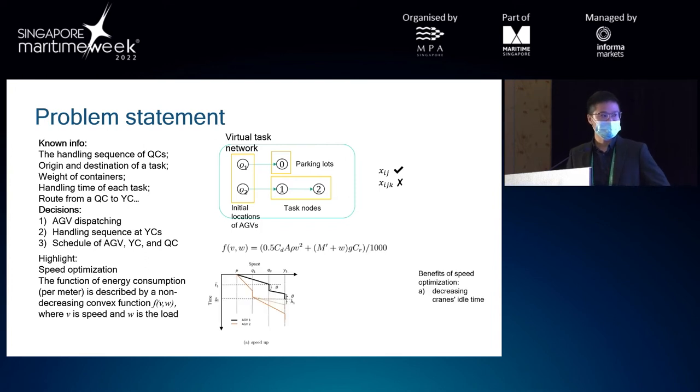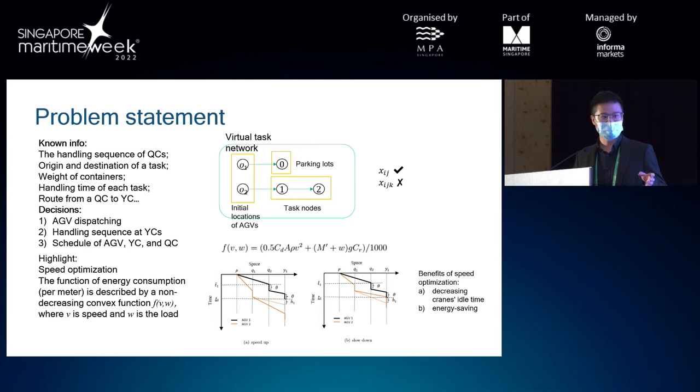The benefits of speed optimization are, first, decreasing crane idle time. As shown in picture A, if the AGV can speed up a little and arrives at the idle time, then the crane's idle time will be decreased. As shown in picture B, if the AGV can slow down a little, then the total makespan will stay unchanged, but it will be energy saving.